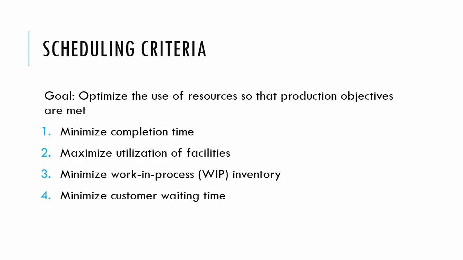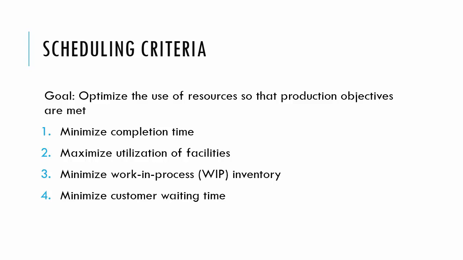Our goal when we schedule is to optimize, that means to make the best decision, the use of resources, so that the production objectives are met. Some of those production objectives might be to minimize completion time, so get stuff done as fast as possible. Maximize the utilization of the facilities. The idea there is the machines and people are expensive, so let's have high utilization rates for those. Minimize the work in process inventory, the WIP.